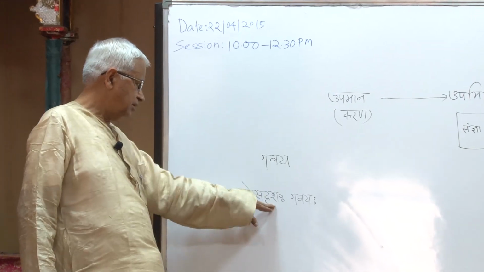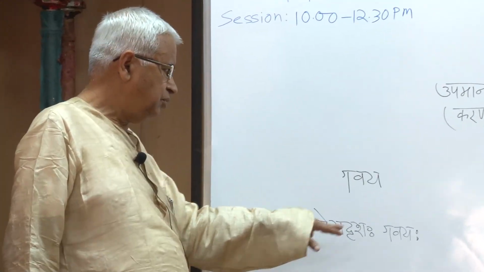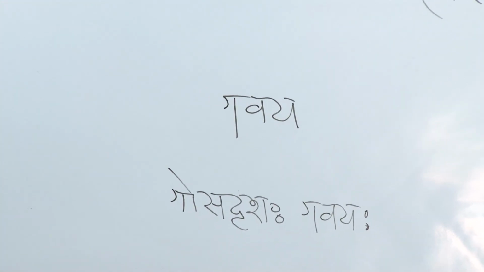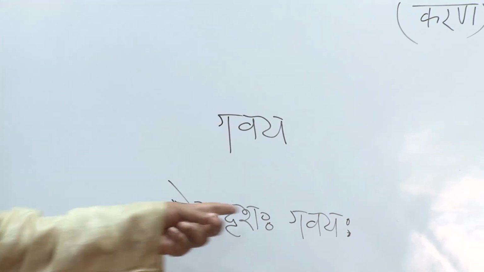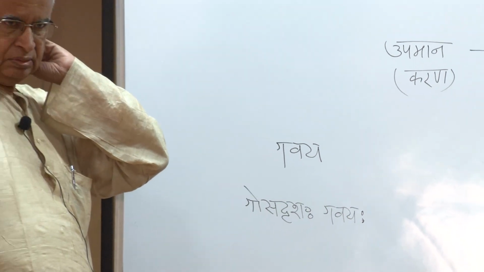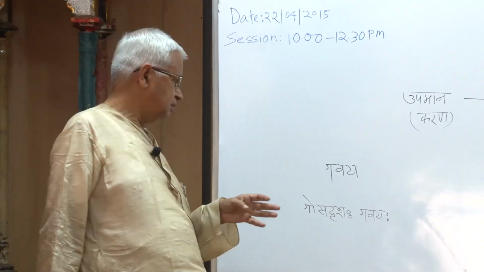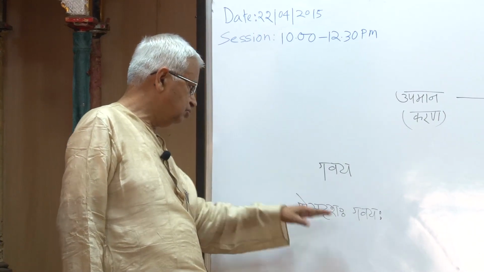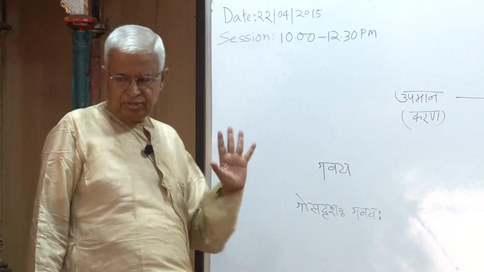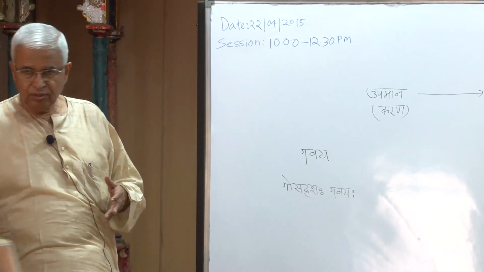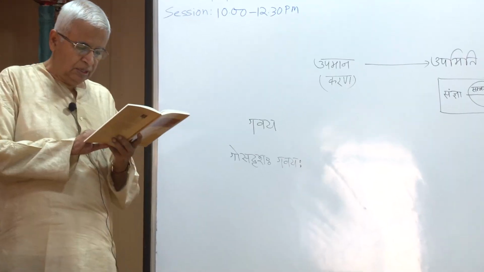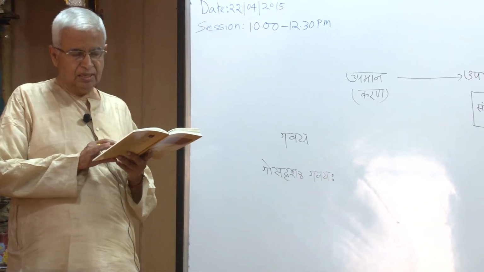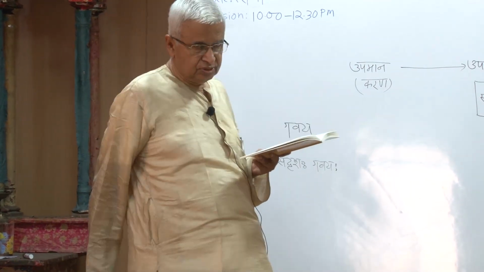Go sadrishaha, similar. So similar to cow is, so how to make him know? He utters this sentence that Gavaya is some animal similar to cow. Okay. Then what should he do? Iti shrutva, having heard this, vanam gataha. He goes to the forest.